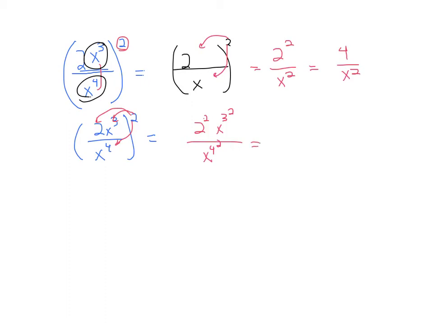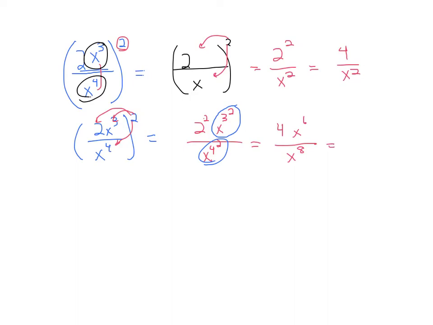So now we're going to use our multiplication properties, right? Our powers to powers rules. So we have 2 to the second, which is 4. We have x to the third to the second. Now remember, when we have powers of powers, we're going to multiply those powers. X to the sixth. On the bottom, we have x to the fourth to the second. We're going to multiply those again. We get x to the eighth.